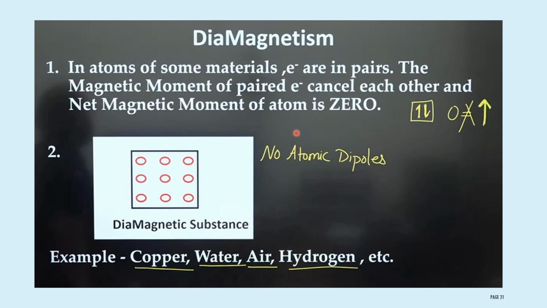In the case of a diamagnetic material, the magnetic moment of one electron is showing upward. The magnetic moment of another electron is showing downward. Then these two magnetic moments will be opposite to each other. Therefore they will cancel each other. Net magnetic moment of an atom is 0. Then in the case of a diamagnetic material, there are no atomic dipoles. Examples of diamagnetic materials are copper, water, air, hydrogen, etc.